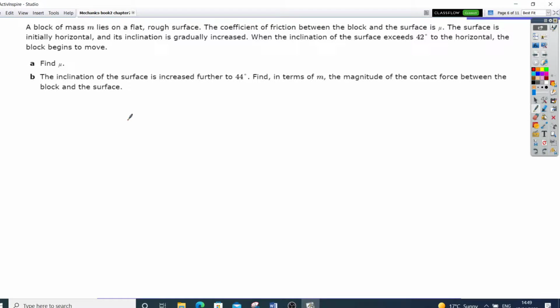Hi everyone, let's have a look at this question. Feel free to pause it and see what you think, and play it when you feel like it. Okay, let's have a go.